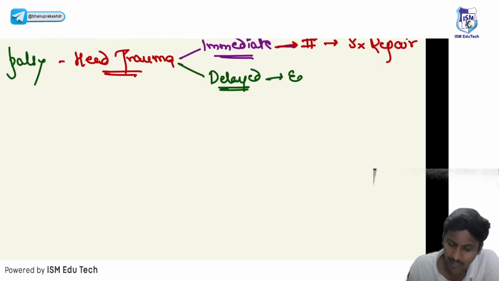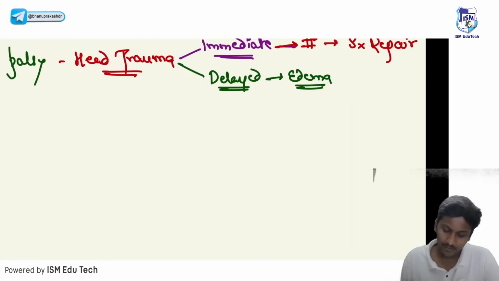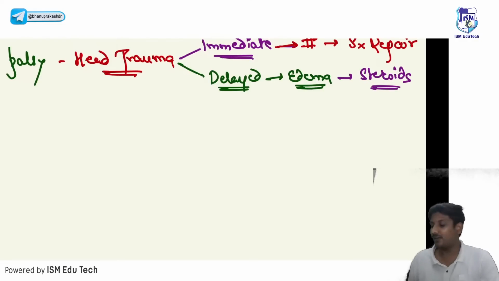The cause for this is edema. Due to trauma there would have been inflammation, and due to inflammation there is edema, and this edema or swelling compresses the facial nerve, which leads to facial nerve palsy. For this the treatment should be steroids, which will help in reducing the edema.